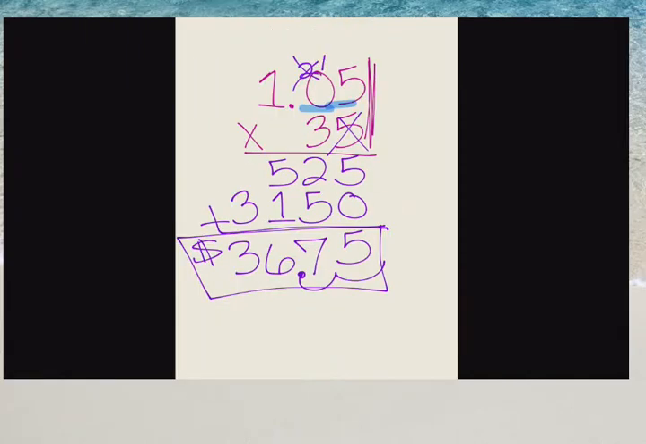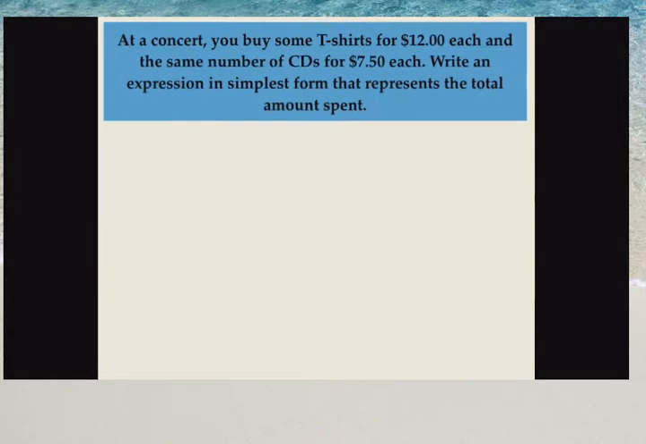Okay. All right, let's try another one together. Okay, so this is at a concert. You buy some t-shirts for $12 each and the same number of CDs for $7.50 each. Write an expression in simplest form that represents the total amount. Okay, so the key word here too is that you're buying the same amount of CDs and t-shirts, so we can actually use the same variable to represent how many you buy.